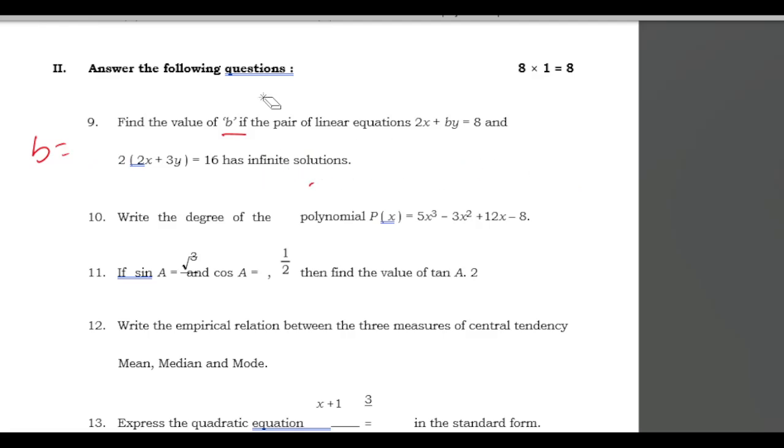What is the degree of the polynomial? Degree of the polynomial is very easy. The highest power of x is called the degree of the polynomial. The highest power is x to the power 3, so the degree is 3.